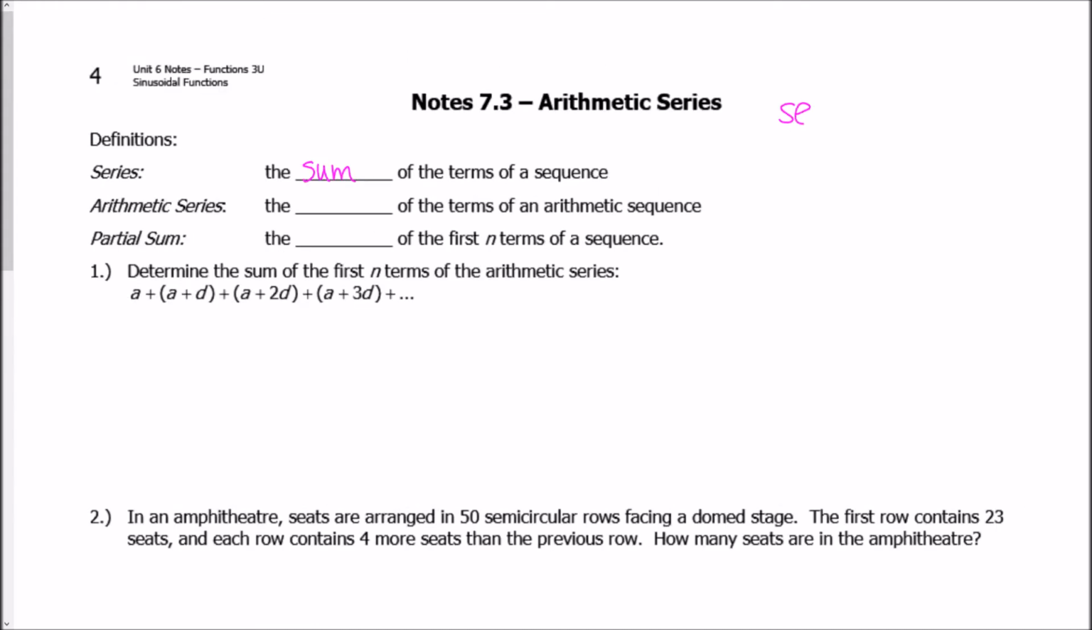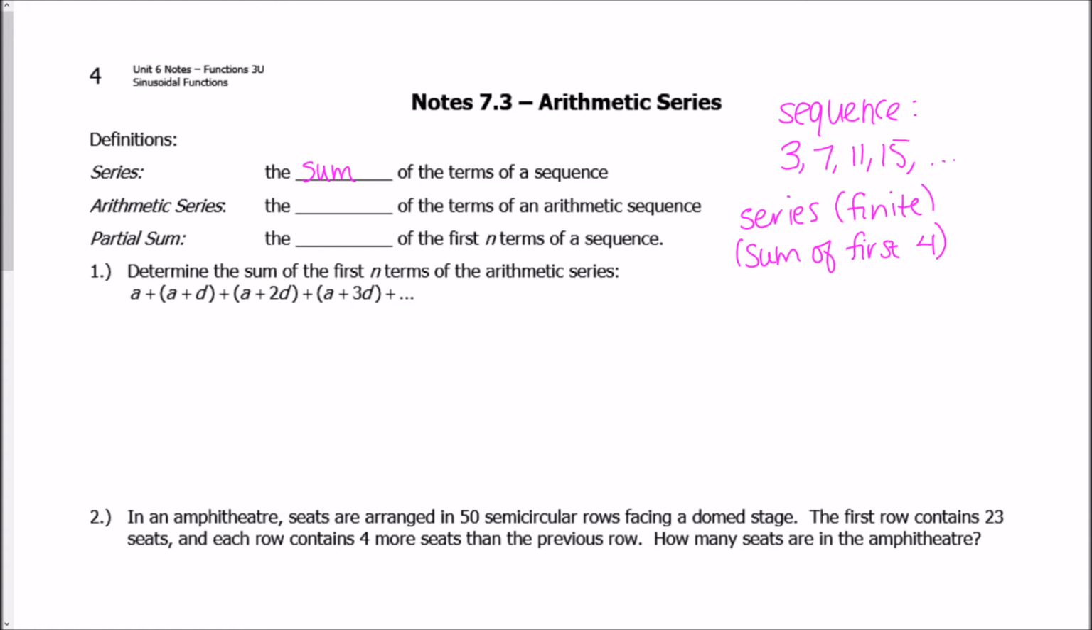So for example, I could have a sequence that is 3, 7, 11, 15, and so on and so forth. This is my sequence. If I want to find the series of the first four, the sum of the first four, because that's what series means, this is a finite series because it's not all the terms all together, it's just the sum of the first four terms. Then all I literally would have to do is 3 plus 7 plus 11 plus 15. So that's the difference between series and sequence.